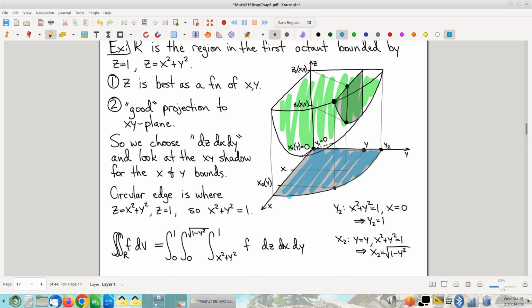And you can use just the projection here to figure out what the bounds are for your projection variables, your outside two variables, x and y in this case. And that analysis is actually a lot easier. Again, no ugly slices to draw. It's just look at a quarter disk in the xy plane.